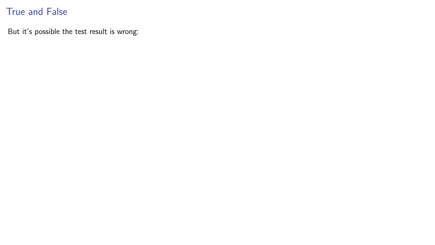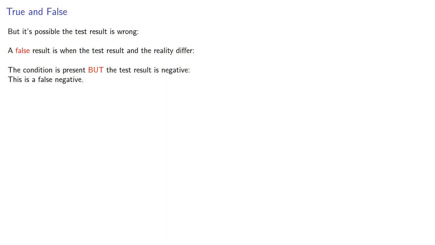But it's possible that the test result is wrong. A false result is when the test result and the reality differ. For example, the condition is present, but the test result is negative. This is a false negative. Or the condition is absent, but the test result is positive. This is a false positive.